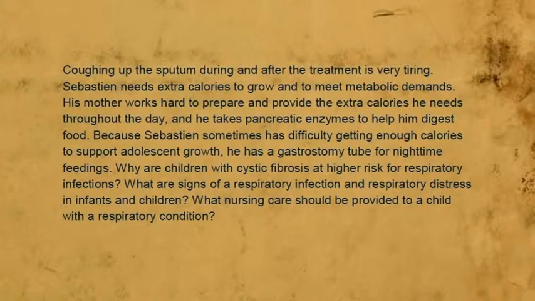Sebastien needs extra calories to grow and to meet metabolic demands. His mother works hard to prepare and provide the extra calories he needs throughout the day, and he takes pancreatic enzymes to help him digest food. Because Sebastien sometimes has difficulty getting enough calories to support his growth, he has a G-tube for nighttime feedings.